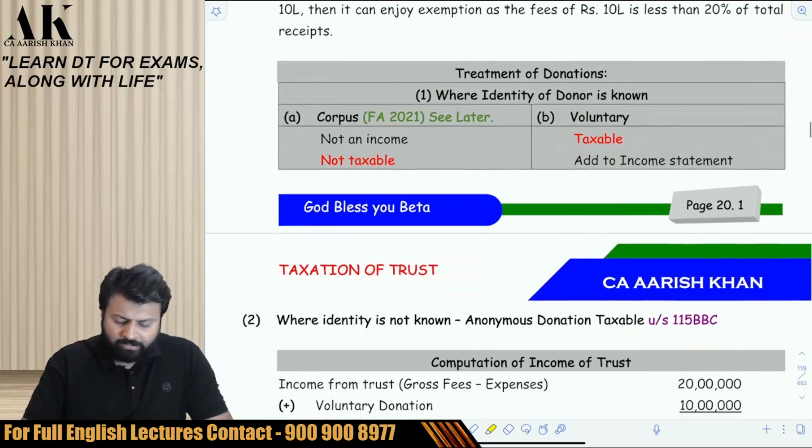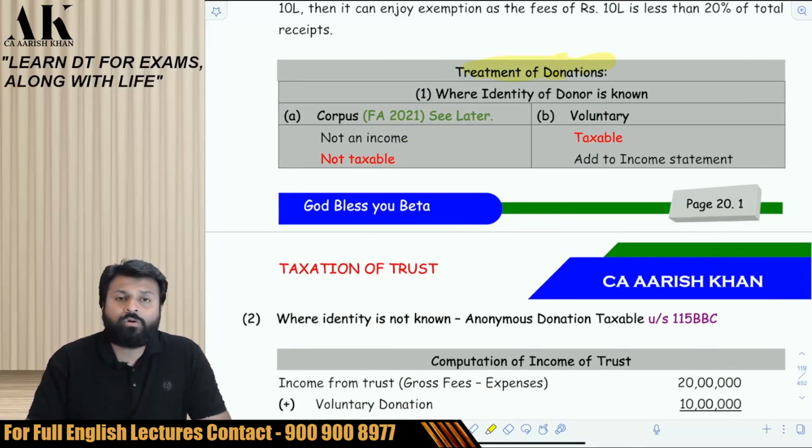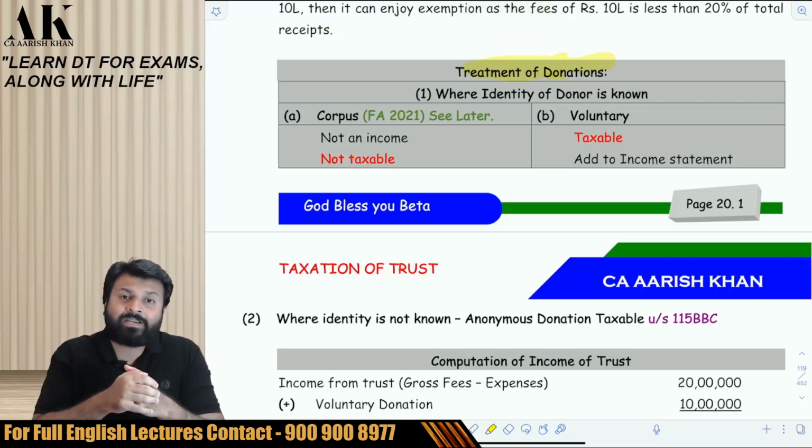Now, coming to the next part, the first thing which we need to understand over here is the treatment of donation, how donation is treated under tax law. Now, there are 2 types of donation which can be received by the trust under the income tax law.